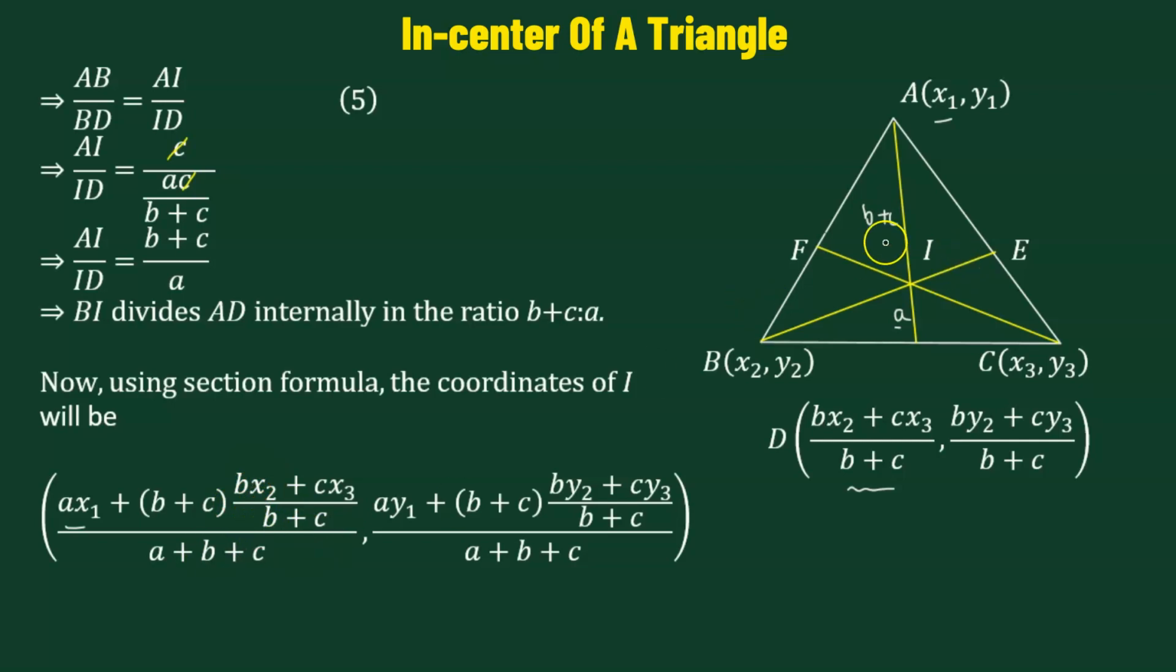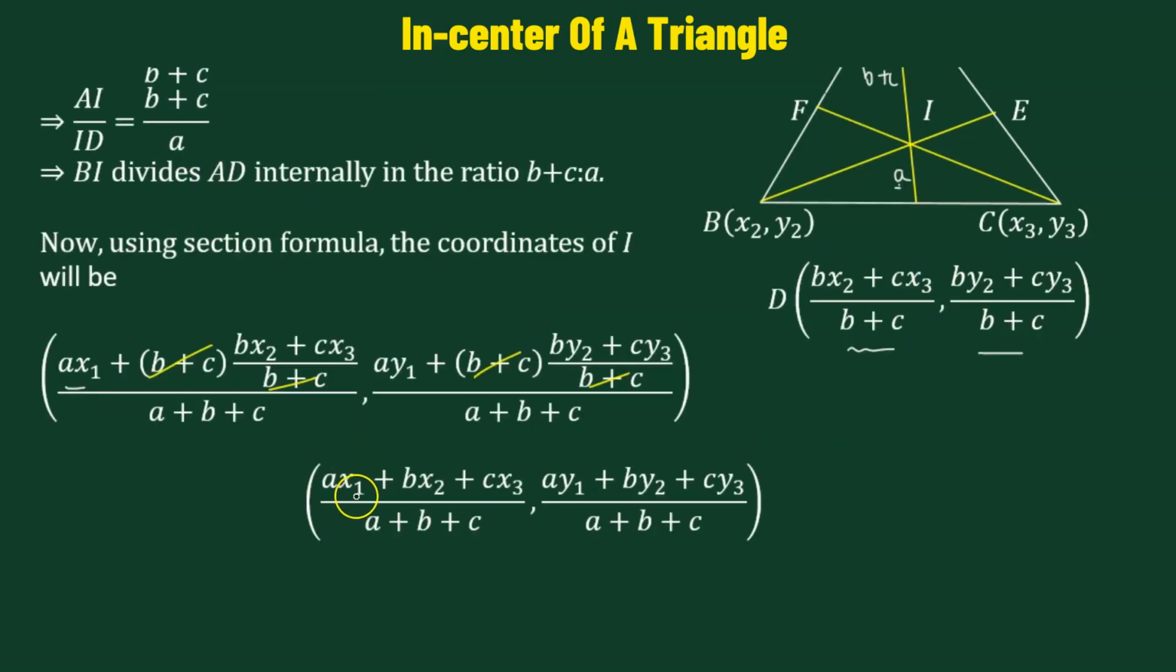And this is going to be divided by a plus b plus c. Similarly, to find the y coordinate, we'll start with a and multiply it to the y coordinate of A. So we get a y1. And then we take b plus c and multiply it to the y coordinate of D, to get this expression, (b plus c) times (b y2 plus c y3) over (b plus c), and it will be divided by a plus b plus c. Now clearly we can factor out b plus c, and this is going to give us the final expression for the coordinates of point I. So we get (a x1 plus b x2 plus c x3) divided by (a plus b plus c), and (a y1 plus b y2 plus c y3) over (a plus b plus c). That's going to be the y coordinate.